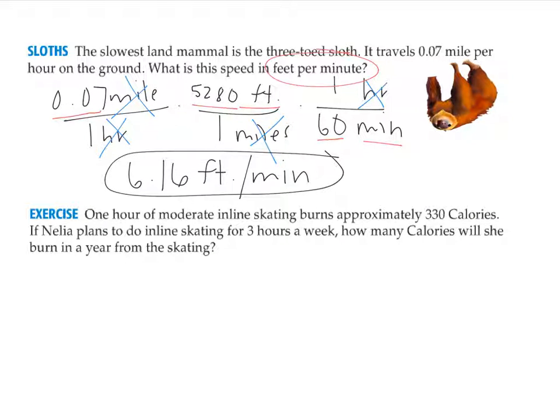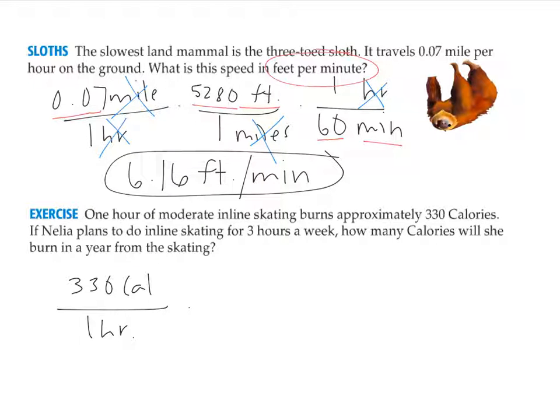One hour of moderate inline skating burns approximately 330 calories. If Nelia plans to do inline skating for 3 hours a week, how many calories will she burn in a year from the skating? So let's write down what we know, what we're starting with. So we know that she can burn 330 calories per 1 hour.